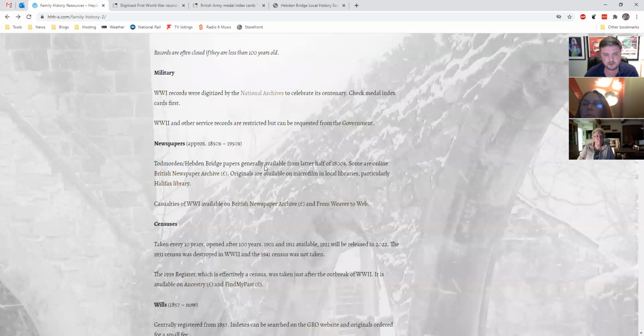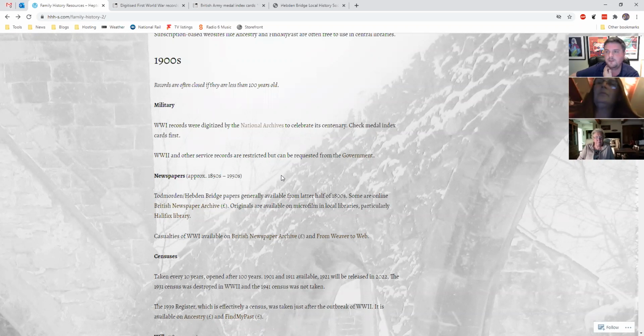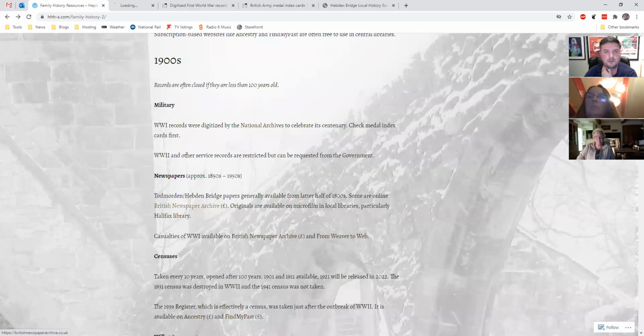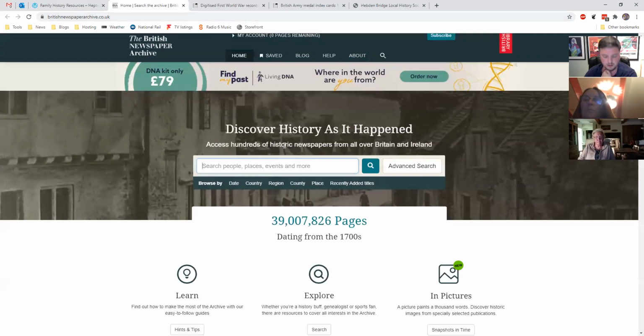Casualties and obituaries from the First World War. Newspapers: Todmorden and Hebden Bridge papers are usually covered from the mid to late 1800s, particularly the Todmorden Advertiser, I think, I can't remember off the top of my head. Local libraries have these newspapers on microfilm. The British Newspaper Archive, this website here, is excellent. They've got some of the local newspapers, but not all of them.